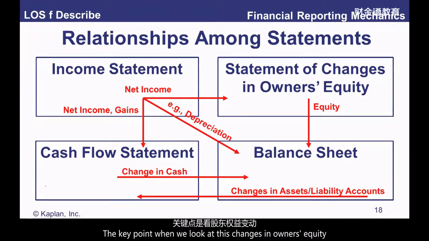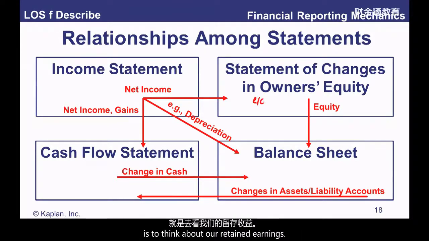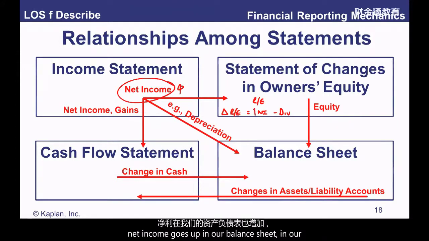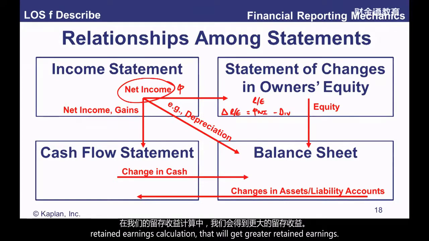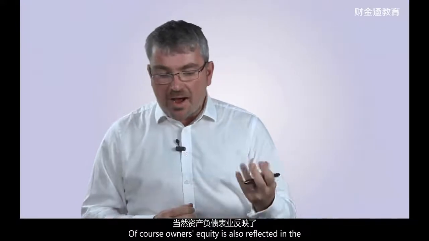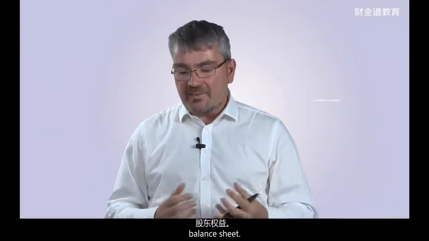Now, the key point when we're looking at the changes in owner's equity is to think about our retained earnings. And remember, the change in retained earnings each year is equal to that year's net income minus that year's dividend proposed. So therefore, if net income goes up in the income statement, it goes up in our retained earnings calculation, and we get a greater retained earnings. So anything that hits the income statement by default will affect owner's equity. Now, of course, owner's equity is also reflected in the balance sheet.